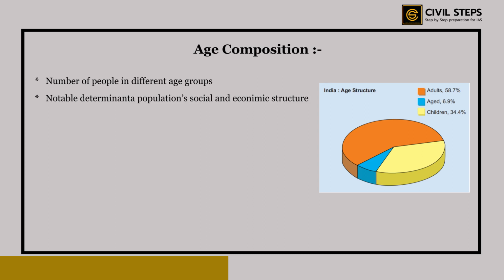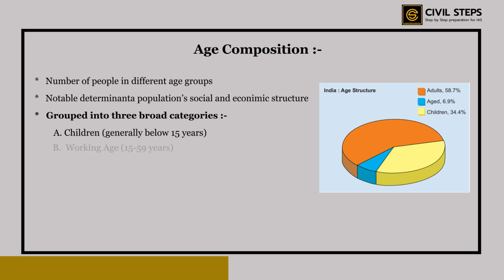The population of a nation is generally grouped into three broad categories. First, the children, who are generally below 15 years. They are economically unproductive and need to be provided with food, clothing, education, and medical facilities. Then we have the second category, that is the working age. They are between 15 to 59 years. They are economically productive and biologically reproductive, and they comprise the working population.